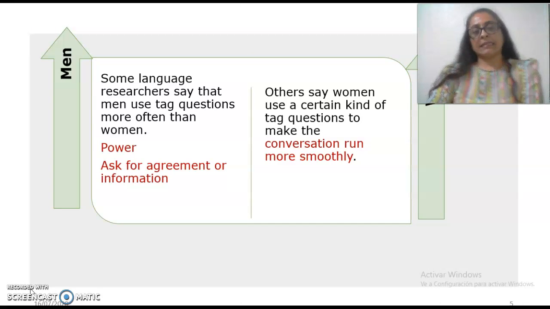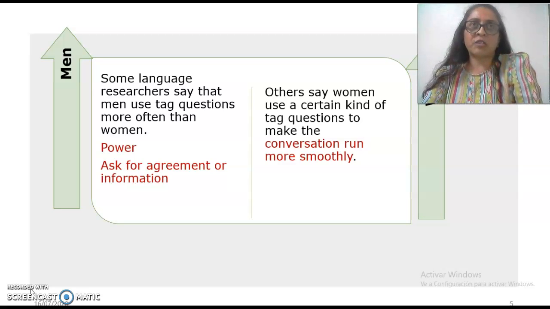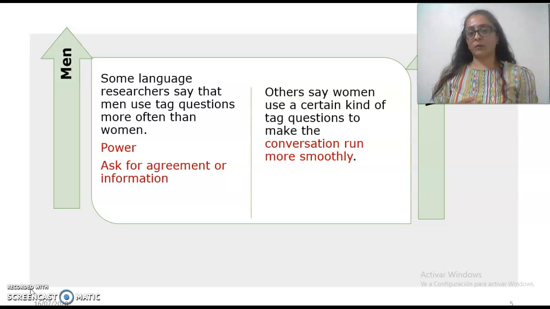Some pragmatic uses of tag questions. Some researchers suggest that men use tag questions more often than women. And this is done because sometimes men want to show power or want to let others know who has the control of something, of the conversation. But sometimes they use it for agreement or just to get information, as the most common use of tag questions.